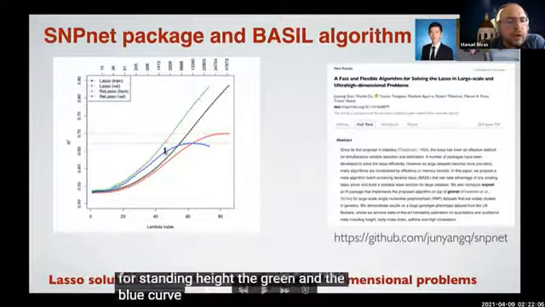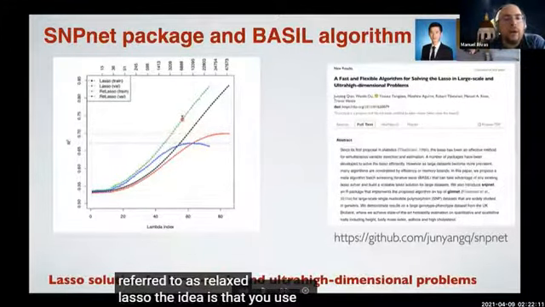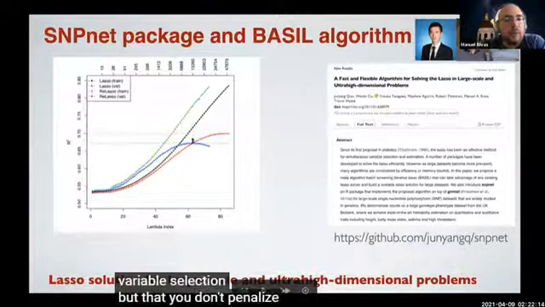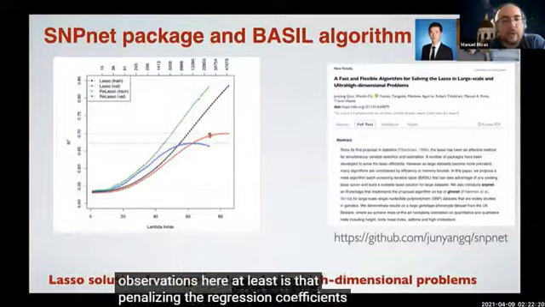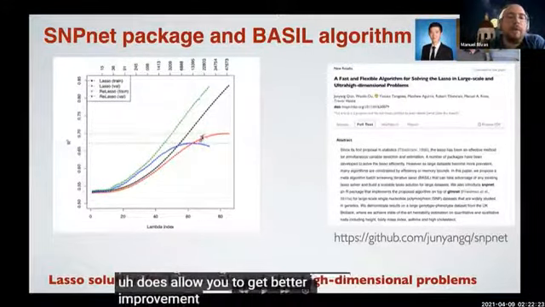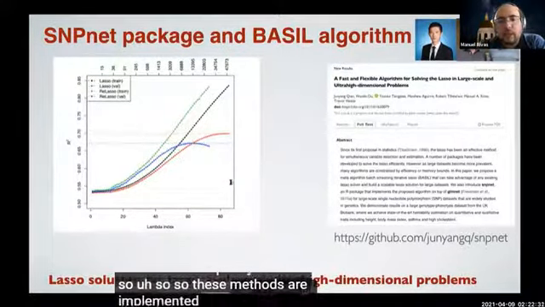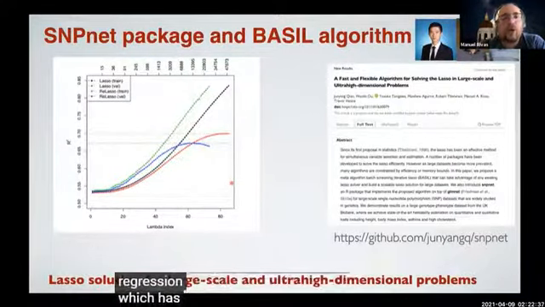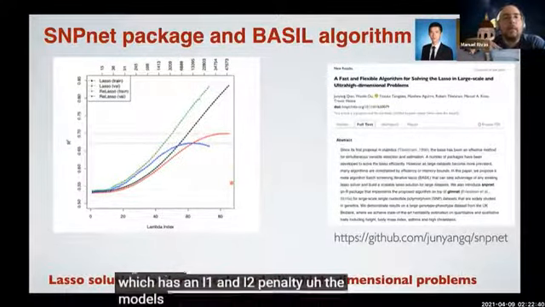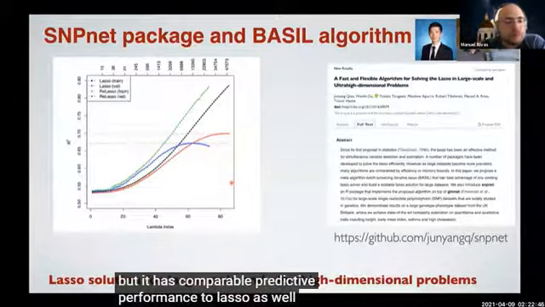The green and the blue curve represent another model, which is referred to as relaxed lasso. The idea is that you use lasso for variable selection, but that you don't penalize the regression coefficients. So one of the observations here, at least, is that penalizing the regression coefficients does allow you to get better improvement in predictive performance relative to an unpenalized form. So these methods are implemented for anybody who's interested. We also have implemented elastic net regression, which has an L1 and L2 penalty. The models are a bit denser, but it has comparable predictive performance to lasso as well.